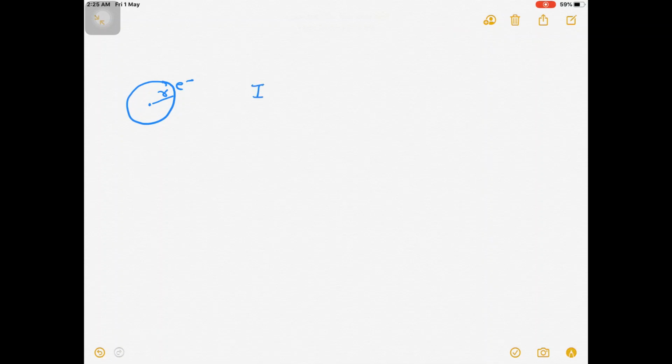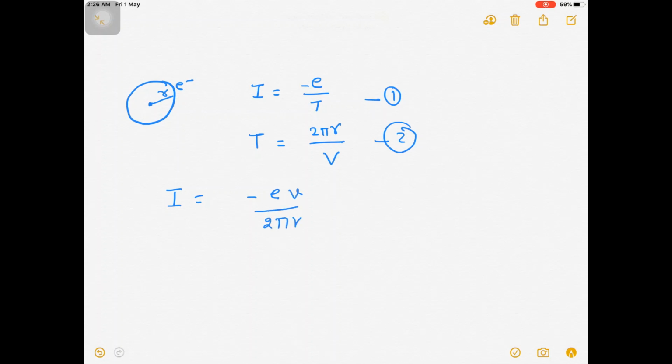Then we know that the current is given by charge divided by time, and the charge on the electron is nothing but the quanta of charge, and let the total time period of the electron revolving in this orbit be capital T. Because the radius is small r, the circumference will be 2 pi r, and the time period will be distance divided by velocity. So this is equation 1 and this is equation 2, and we know that the charge on the electron is negative e. So current will be nothing but minus e v divided by 2 pi r. Let me term it as equation number 3.